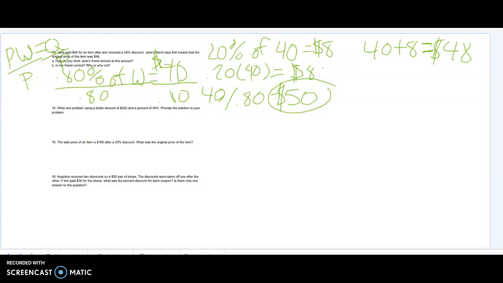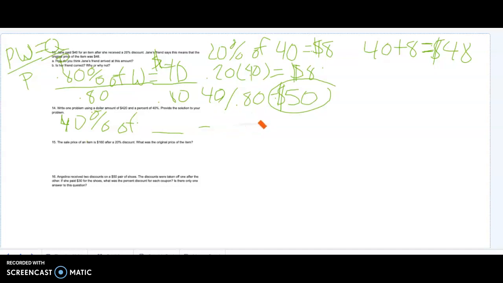Now it says write one problem using dollar amounts of $420 and a percent of 40%. Provide the solution to the problem. You could do this two different ways. You've already got your 40%. You're going to use the 420 as the whole or 420 as the quantity. I'm going to do it as the quantity. No, I'm going to do it the other way. I'll do it the other way.